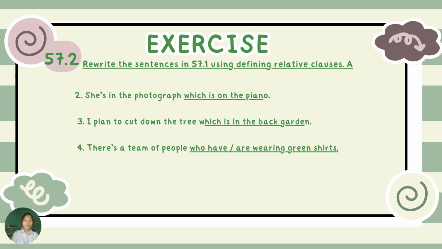Number 4, there's a team of people who are wearing green shirts. Who are wearing green shirts defines a team of people, making it clear that we are referring to a specific group.